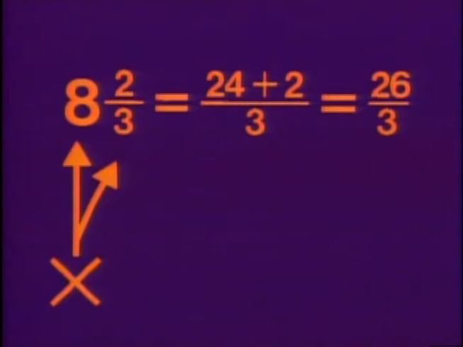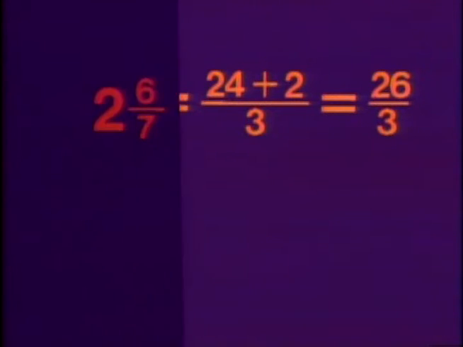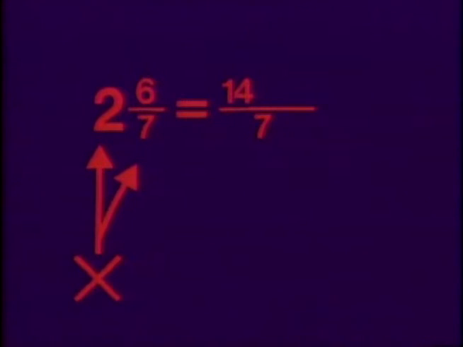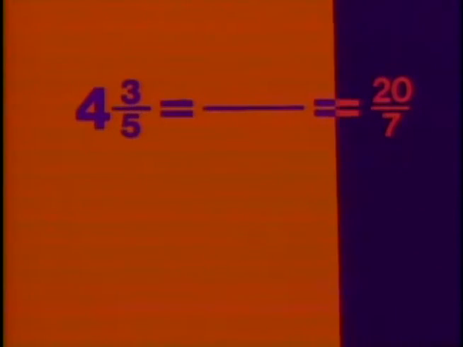There's a pattern here. Start by multiplying these 2 numbers and then add the numerator. Similarly, if we want to change 2 6/7 to an improper fraction, the new denominator is 7, while the new numerator is 7 times 2, or 14, plus 6, which is 20. Try the next problem yourself. Remember, to get the numerator, first multiply, then add.